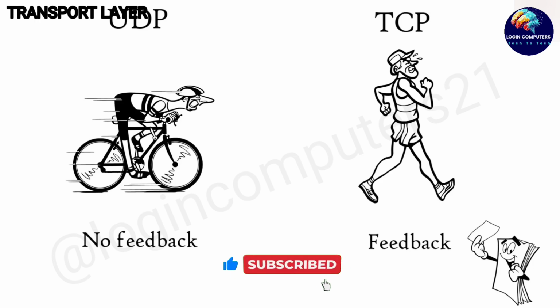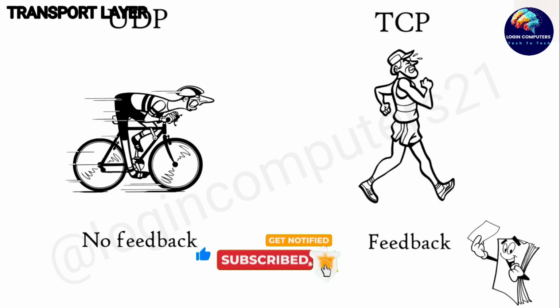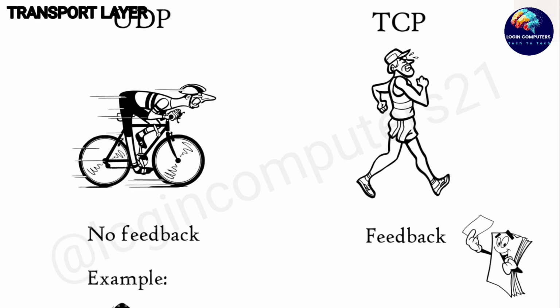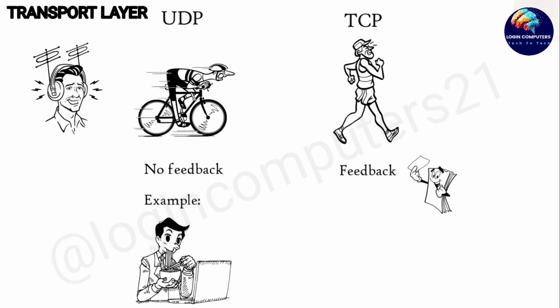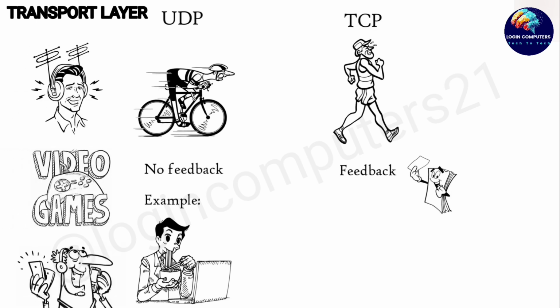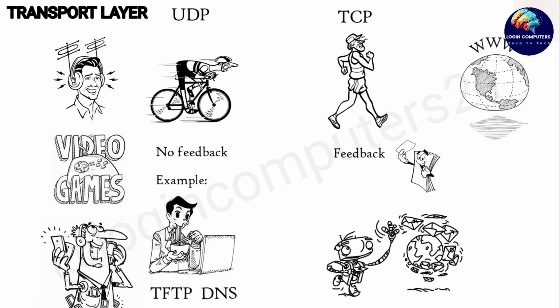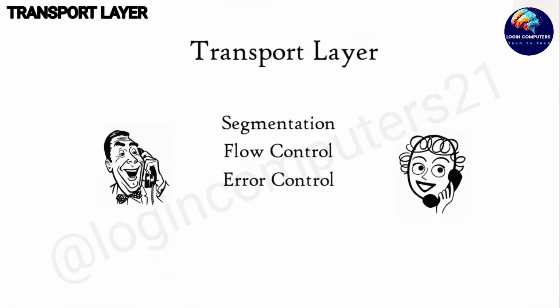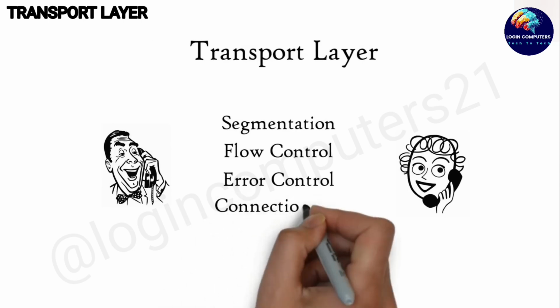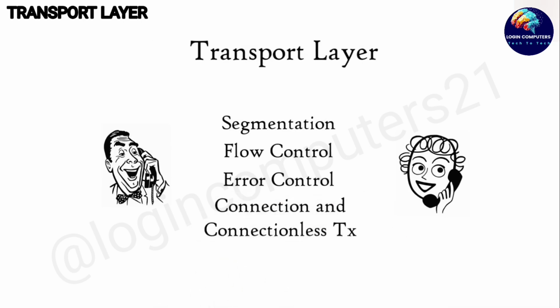UDP is used where it does not matter whether we have received all data. For example, live streaming movies, songs, online games, voice over IP, and DNS. On the other hand, TCP is used where full data delivery is a must. For example, World Wide Web, email, FTP, etc. So, transport layer performs segmentation, flow control, error control, connection and connectionless transmission, etc.